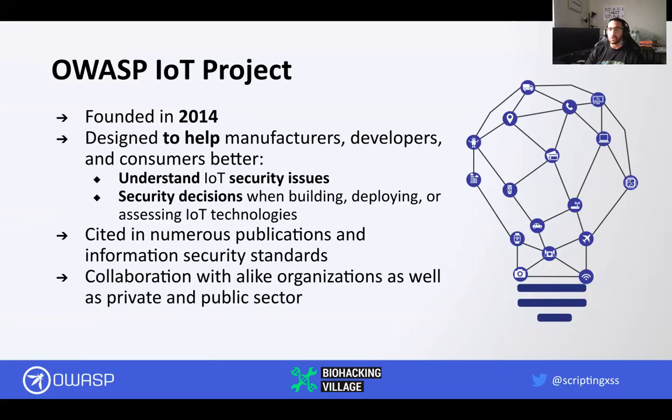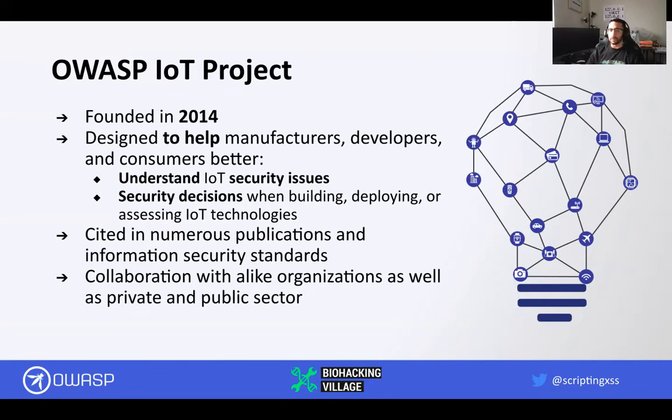We've been cited in numerous publications and information security standards. The most recent one that I've stumbled upon was the FTC citing us for building security into the Internet of Things in 2021, to our surprise, which is awesome. We collaborate with like organizations, whether that's ENISA, Cloud Security Alliance, other companies around the world. We're looking to collaborate more, with GSMA and other folks in the space, especially in the medical space. We'll talk about some of the work in the medical space, obviously.